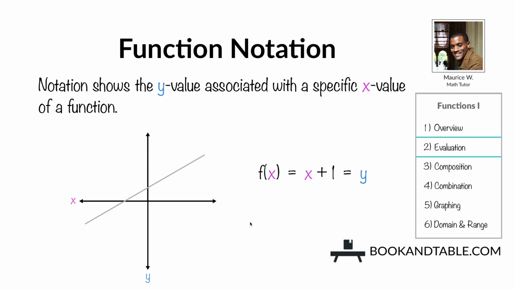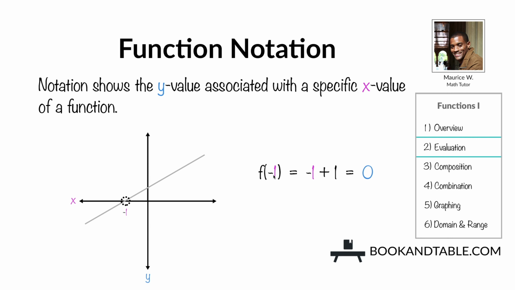Now, notation shows the y value associated with a specific x value of a function. So let's say we had a coordinate plane with this function in it. f of x is equal to x plus 1, which is equal to y. So if this is our function, the input is the letter inside of the parentheses, which is x. That's our independent variable. So when you plug in a number for x, you'll get an output that correlates to this expression here, x plus 1. And the result of that expression will give you the y value associated with that specific x value.